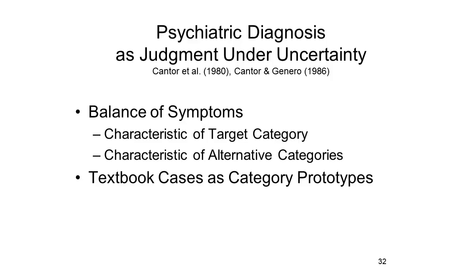What this means is that diagnosis is very much a matter of judgment under uncertainty. Experimental studies of the process of psychiatric diagnosis show that the certainty with which a diagnosis such as schizophrenia is made will be a function of the number of the patient's symptoms that are highly characteristic of schizophrenia and the number of symptoms that are more characteristic of other diagnostic categories. In this system, textbook cases serve more as category prototypes than lists of defining features, and there's an explicit recognition of the heterogeneity among actual patients, all carrying a particular diagnosis.